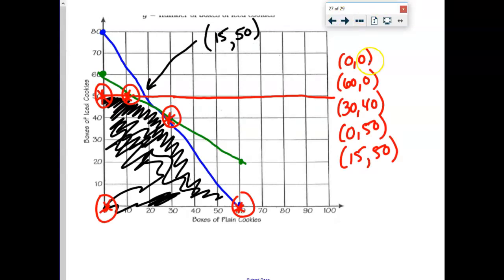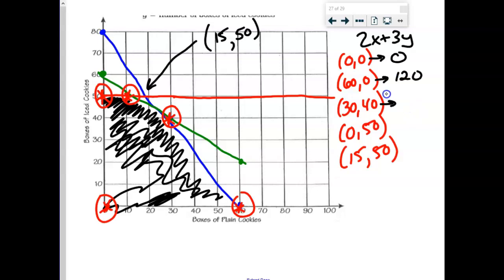Well, Adam, that one's silly, isn't it? How would you expect to make any money off of making nothing? You make no cookies, you make no money, 0. Now, if you were to plug in 60, 0, so plug in a 60 for the x, you'd be making $120.